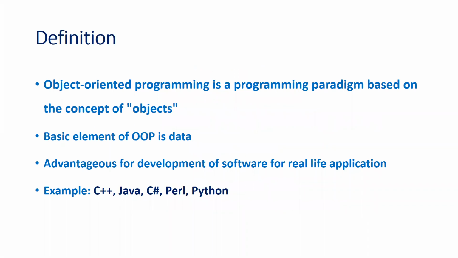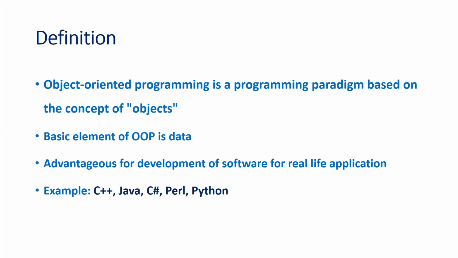So at first, let's check the definition of object-oriented programming. In short, it is called OOP. As the name said, object-oriented. So it is a programming concept which is based on objects. Object-oriented programming is a programming paradigm based on the concept of objects.